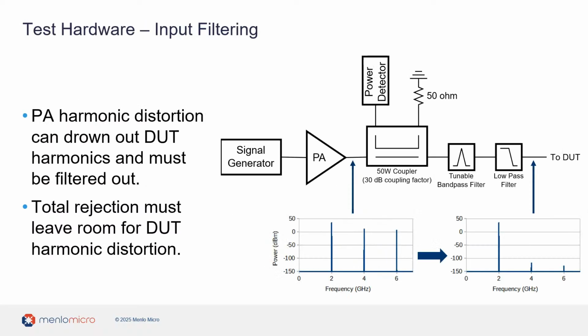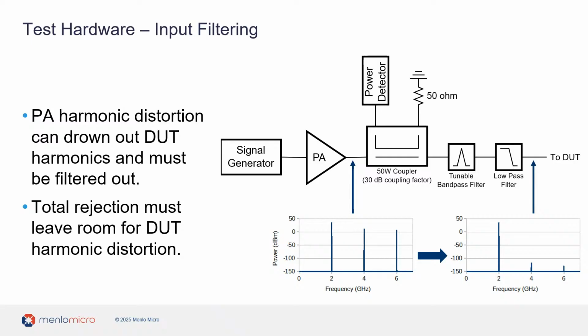The harmonic distortion of a passive device often requires a very high power input signal, usually generated by a power amplifier, though those power amplifiers themselves will have fairly poor harmonic performance. This can be in the range of 20 to 30 dBc, which would absolutely drown out the DUT harmonics that you're trying to measure.